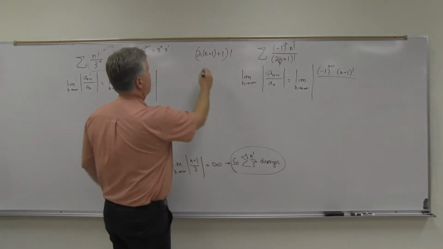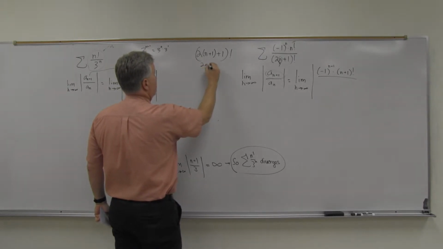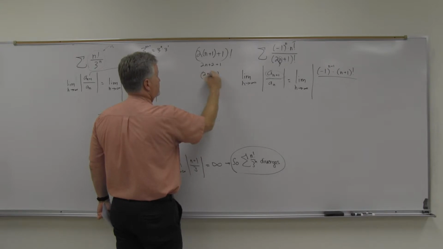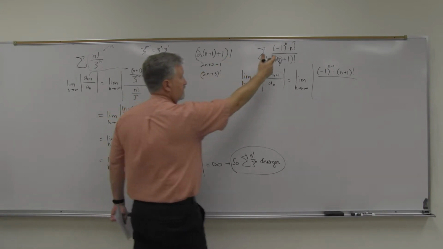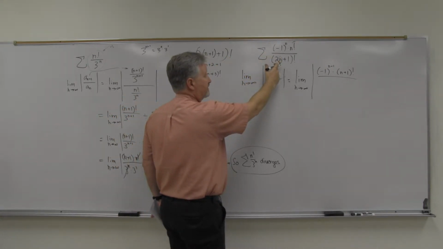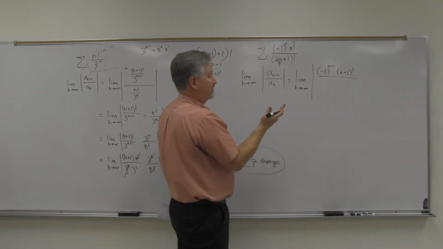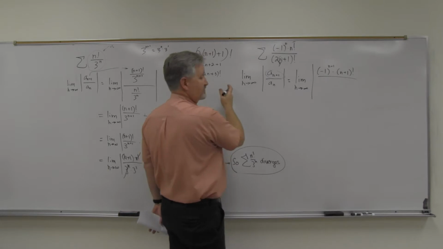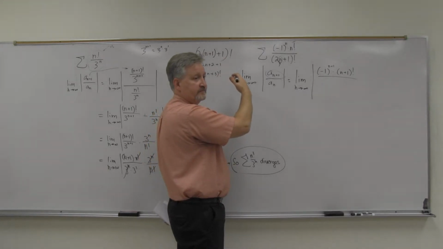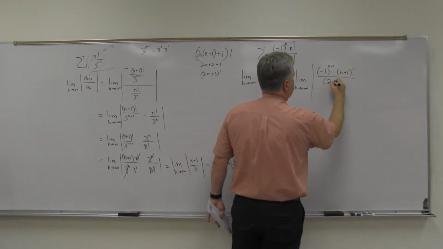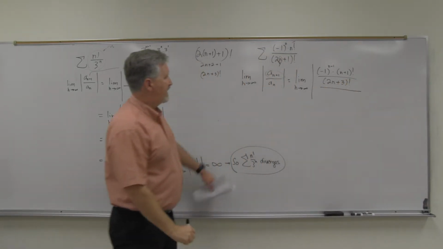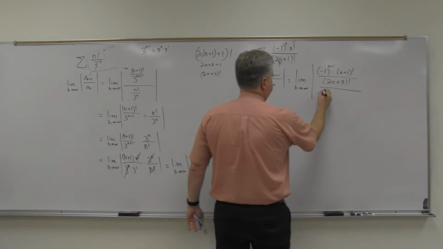So what I've got here is 2n plus 2 plus another 1. So don't I have 2n plus 3 factorial? That's what I get when I plug in n plus 1 here. So got to be careful there. It looks like it should be 2n plus 2 factorial, but it's actually 2n plus 3 factorial when you work it all out. All right, then I'm going to divide by the a sub n, so it's just that.